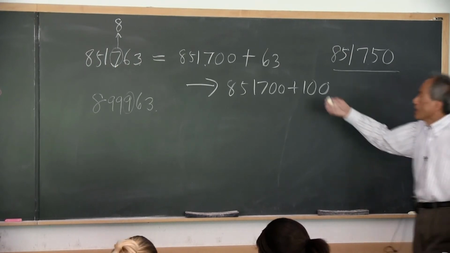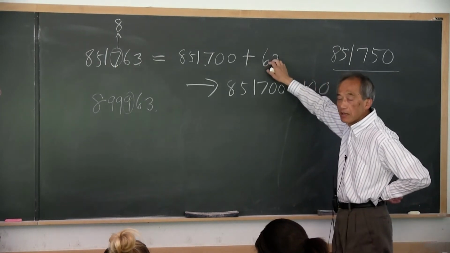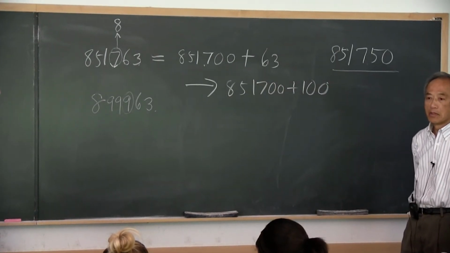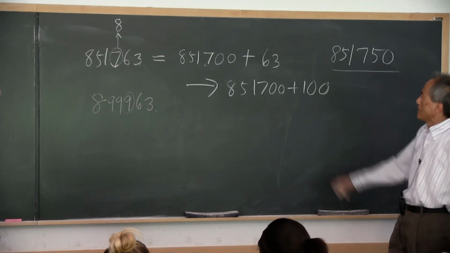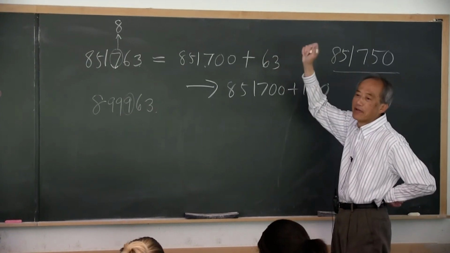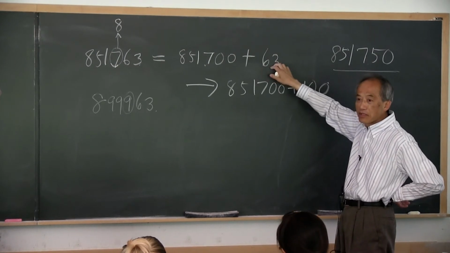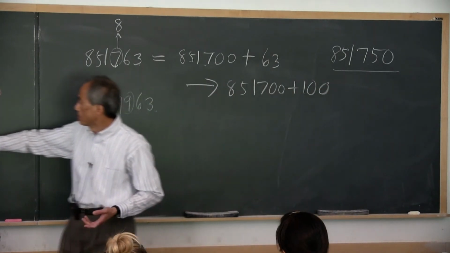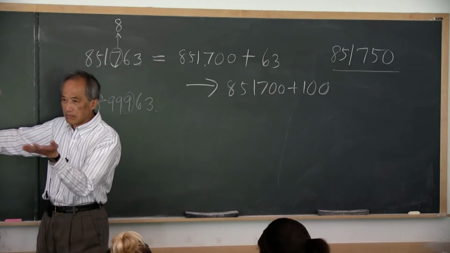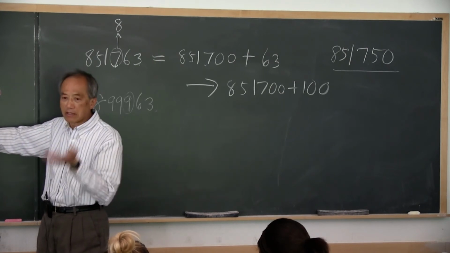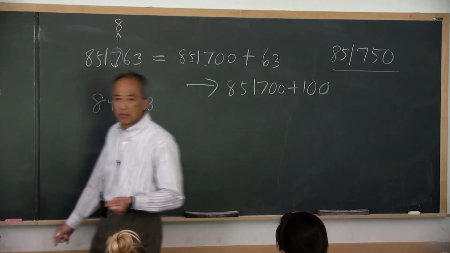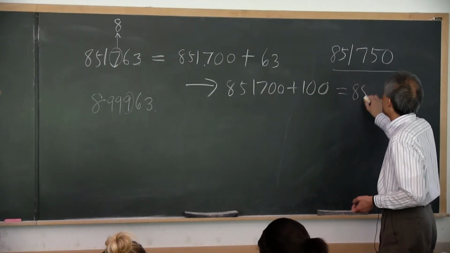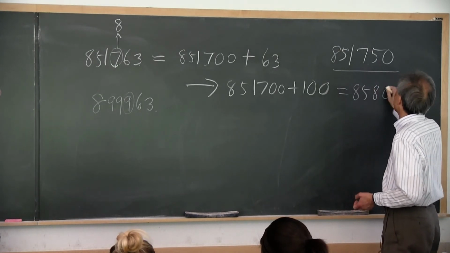Let me repeat. If this is less than 50, throw it out. You're left with this 851,700. If it is 50 and up, you change this two-digit number to 100. 100 being that's what your rounding, whatever you call it, rounding number. That's the rounding number, right? Change it to 100, and then add to it. Then, of course, then it becomes 851,800, right?